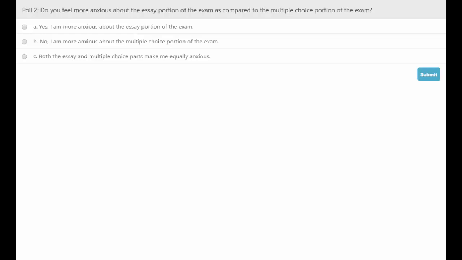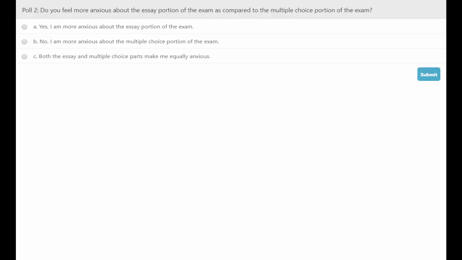So here's our second question today. Do you feel more anxious about the essay portion of the exam as compared to the multiple choice portion of the exam? Yes, I am more anxious. No, I'm more anxious about the multiple choice portion, or both the essay and the multiple choice parts make me equally anxious. After choosing the answer, please be sure to click the Submit button located below the response options so you may record your answer.